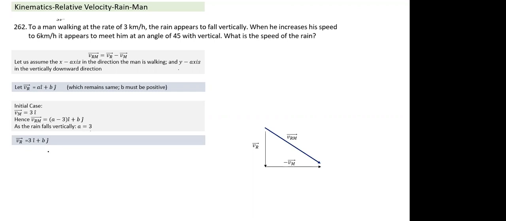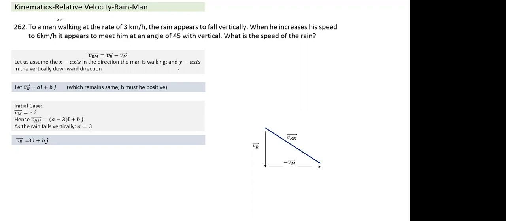Yes, Vignesh? Sir, we can take the velocity of the man as 3 i cap or minus 3 i cap, right? Do we get the same answer both ways? No. Basically, what is the x-axis I have assumed? In the direction of the man. Yes, that's why I think that choice of x is important. Okay, so this is VR. So I substitute this value.